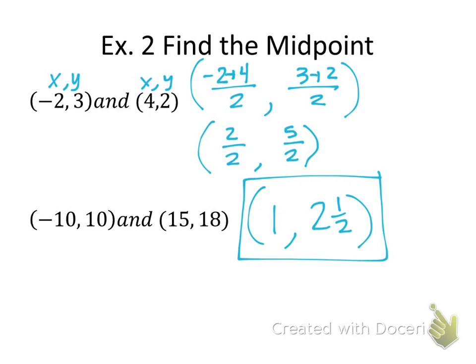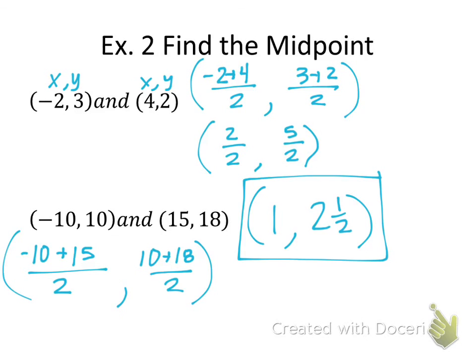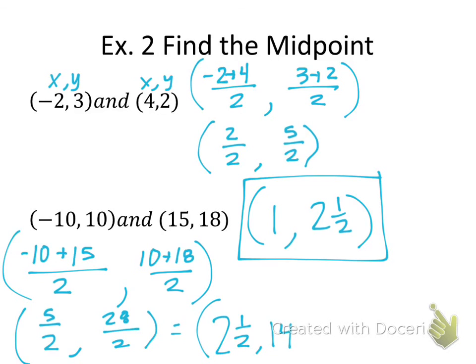I've got x1, which is negative 10, plus 15 over 2, and it will always be over 2. That will never change. And 10 plus 18 over 2. I have 5 over 2 and 28 over 2, which equals 2.5 and 14. So this is my midpoint for those points.